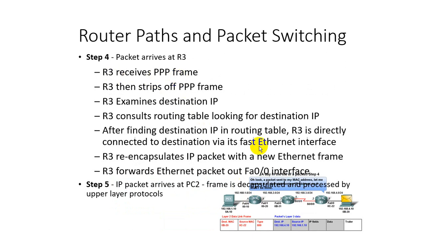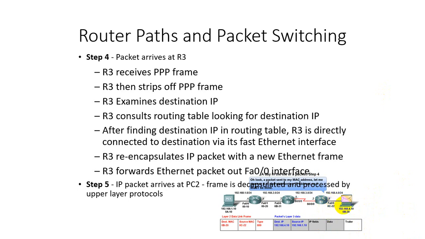R3 receives the PPP frame. Now R3 receives the point-to-point frame. R3 examines the destination IP because this is a serial link. So R3 consults the routing table looking for the destination IP. The destination IP is 4.10. After finding the destination IP in the routing table, R3 is directly connected to the destination by its FastEthernet 0/0. Okay. R3 encapsulates the IP packet with a new Ethernet frame. R3 forwards the Ethernet packets out of Fast 0/0.